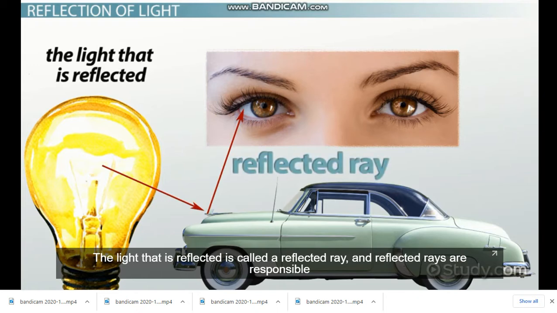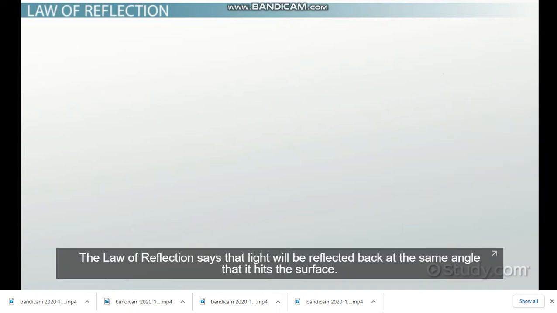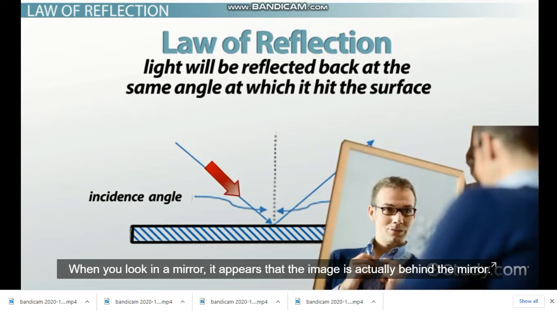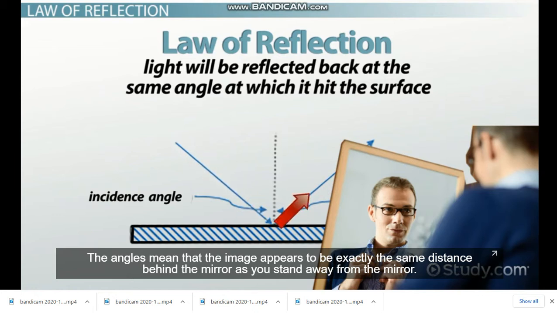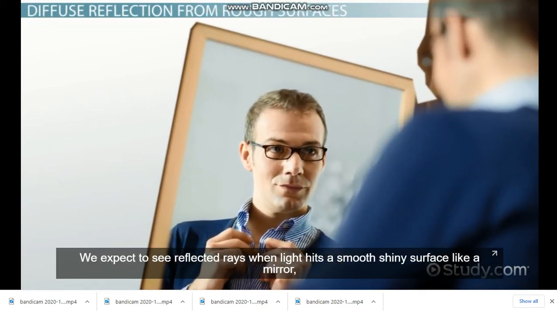And reflected rays are responsible for creating images in mirrors, showing the color of an object and actually allowing us to see anything at all. The law of reflection says that the light will be reflected back at the same angle that it hits the surface. When you look in a mirror, it appears that the image is actually behind the mirror. Your eyes see the light as if it were coming from a point determined by the law of reflection. The angles mean that the image appears to be exactly the same distance behind the mirror as you stand away from the mirror.